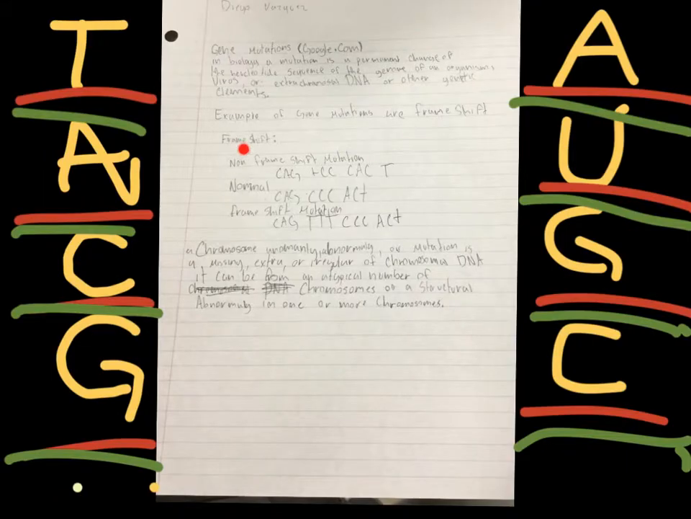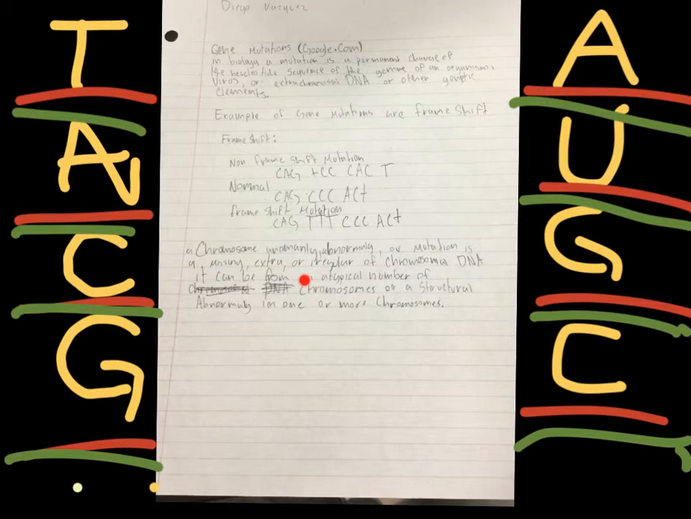There's more about gene mutations. This is an example of frame shift mutation. This is frame shift, non-frame shift. This is how it was normally. And then non-frame shift, so like a mutation. And then with frame shift, it looks like that.